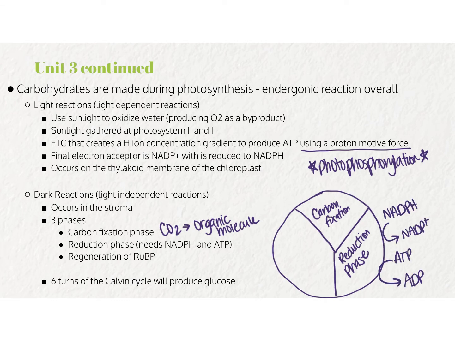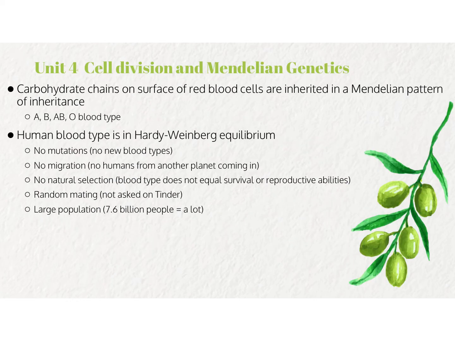Now, ultimately, we are going to eventually produce glucose at the end of the reduction phase. But we also need to make sure we are ready for the next turn of the Calvin cycle, so we're going to go through the regeneration of the RuBP phase so that the Calvin cycle is ready to turn again with the next carbon dioxide molecule. It's going to eventually take 6 turns of the Calvin cycle to produce a glucose molecule.